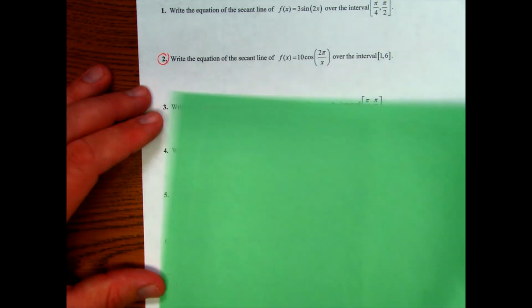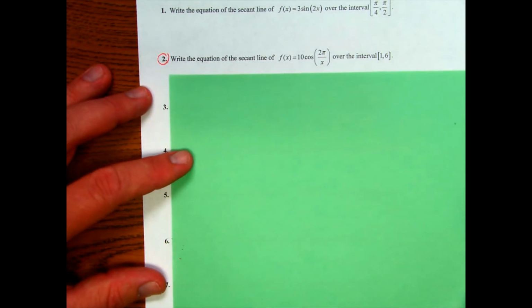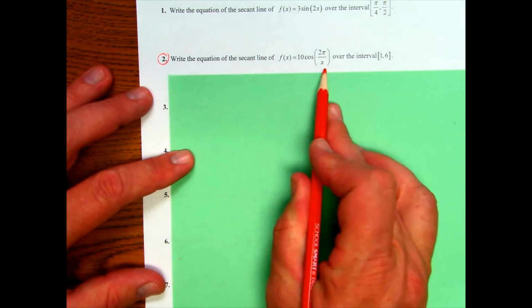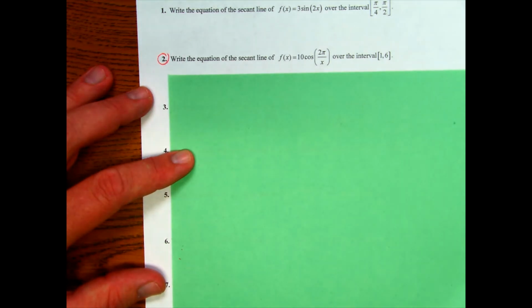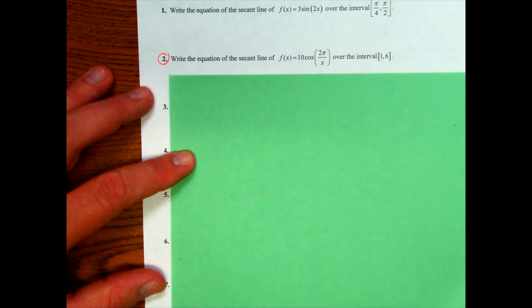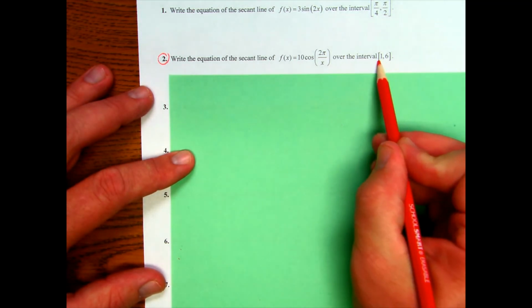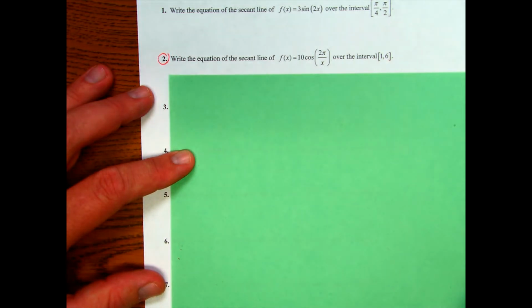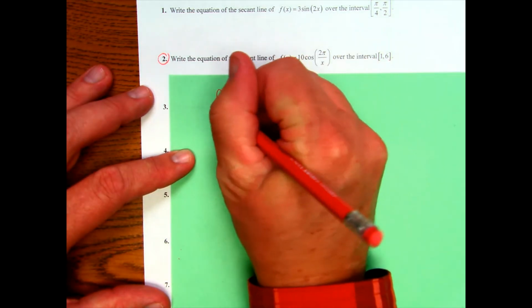It says, write the equation of the secant line of, and it's giving us a function over the interval 1, 6. All right, what we need to do first is get the average rate of change. In order to get the average rate of change, we need the y values that go with each one of those x values. So we need to find f of 1.